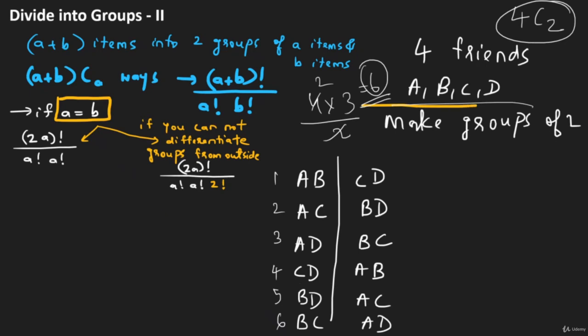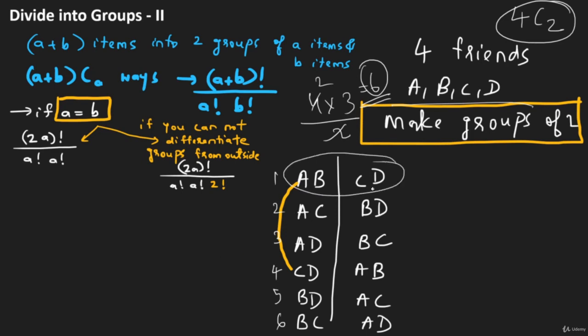Alright, and we try to make groups of 2 over here. Now you can see that number 1 and number 4 are actually the same. Having AB and CD together and CD and AB in this manner is not different. It is the same unless you are able to differentiate it from the outside. So in the case that you just need to divide them into groups of 2 and make them stand together, there is no way from the outside to differentiate them. So the answer is not 4C2, it's actually 4C2 by 2!, which gives us 3.